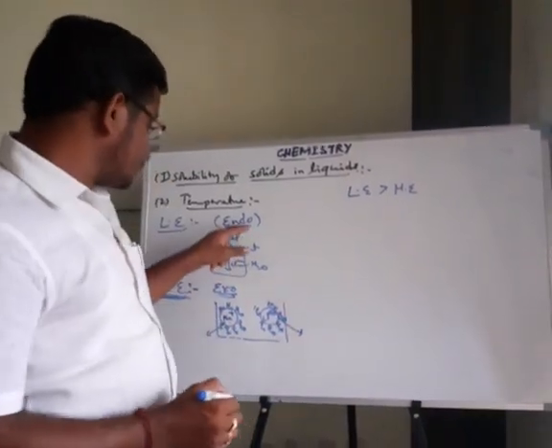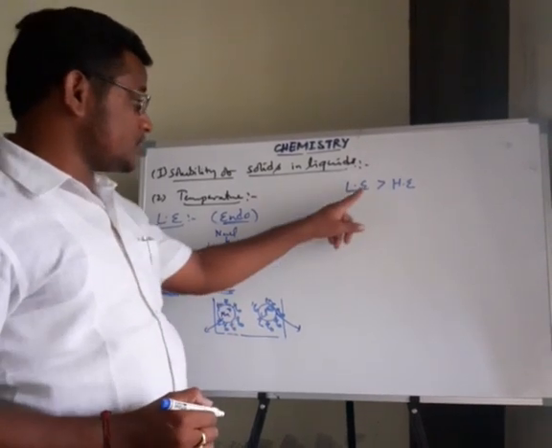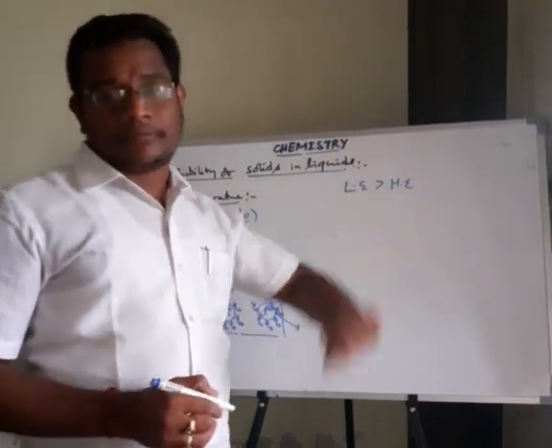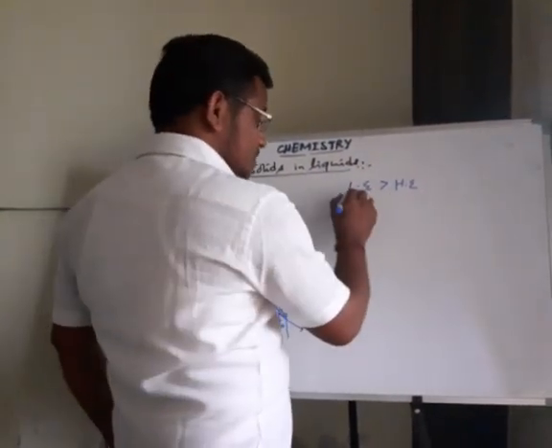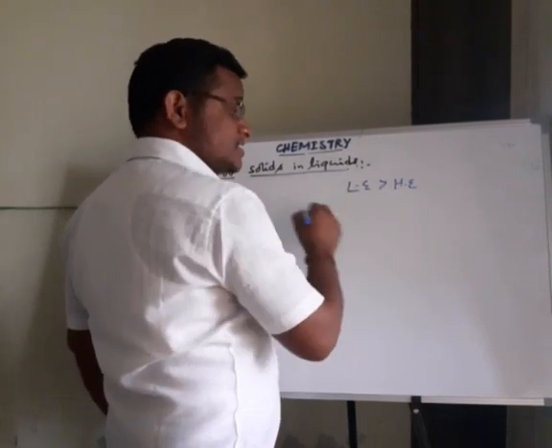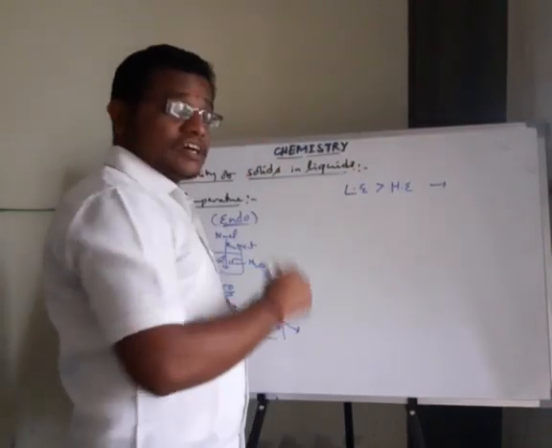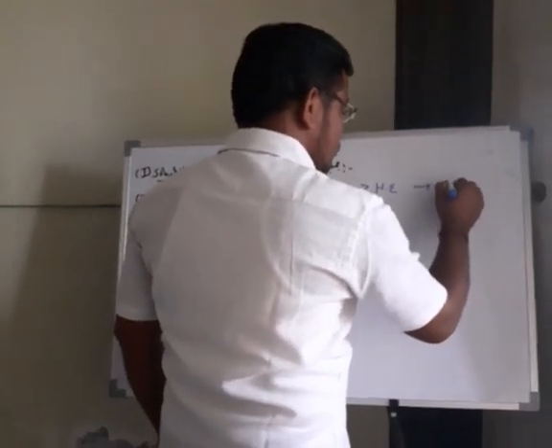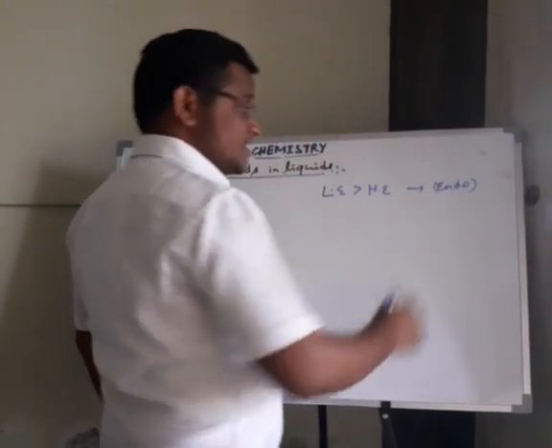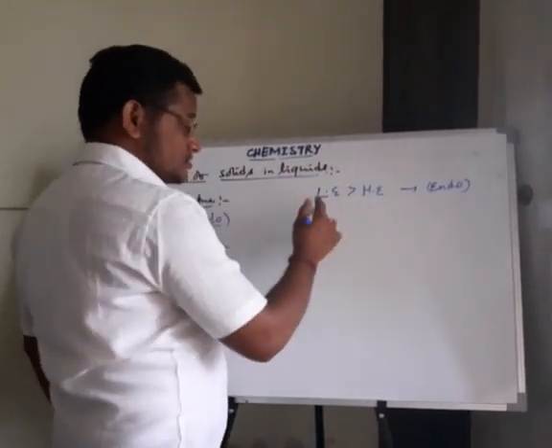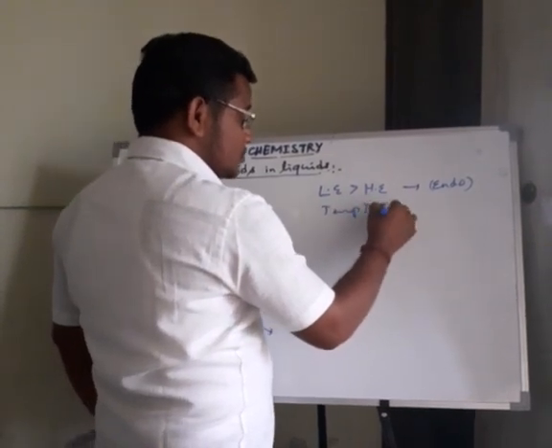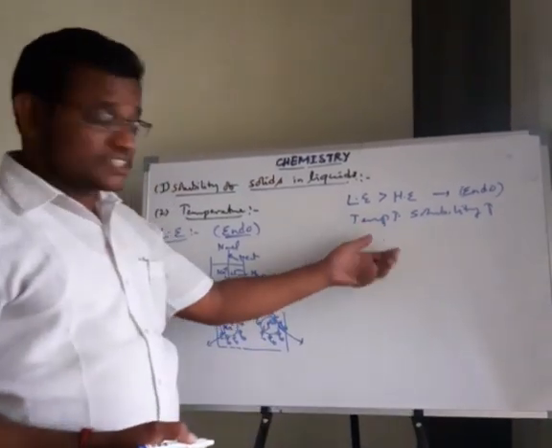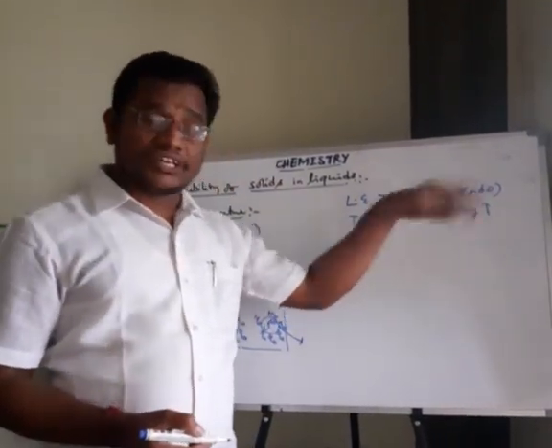What happens? Lattice energy means endothermic, hydration energy means exothermic. So here the amount of heat absorbed from the surrounding is more compared to the amount released to the surrounding. This type of solid, when dissolving in the solution, absorbs heat overall. Because it is an endothermic process, when the temperature increases, the solubility of the solids in the liquid also increases.